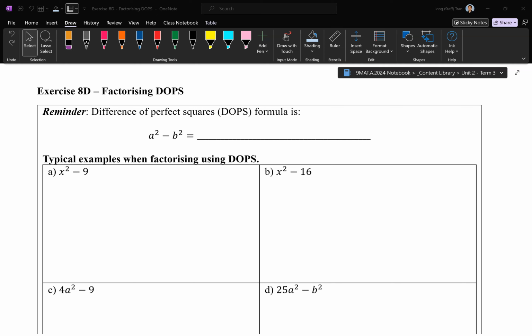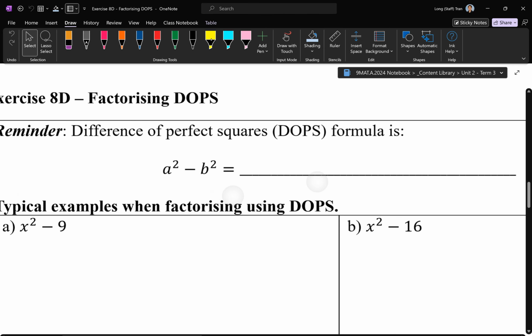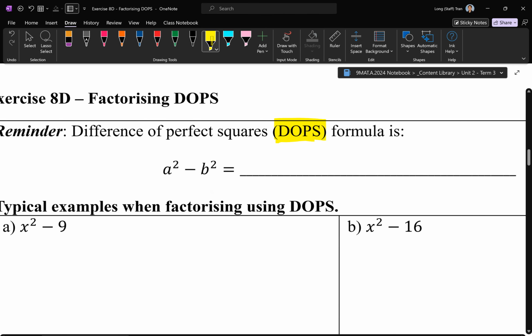And it's recording. Okay, exercise 8D. Here we go. I want you, on your sheets, to please write down the difference of perfect squares rule, which is normally known as DOPS. So when they say DOPS, that's what they mean.